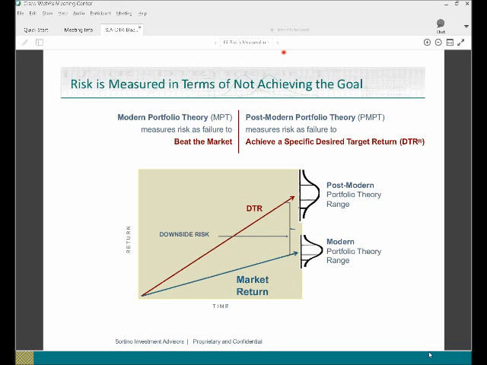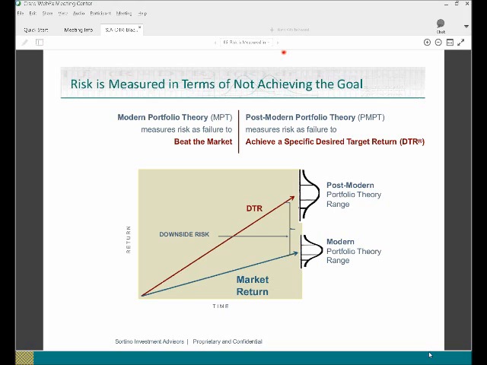As you can see, that distribution for modern portfolio theory lies entirely below the DTR line. So how can it be less risky than the portfolio above? It guarantees failure. The entire distribution lies below the DTR line. Are there any assets like that out there in the real world? Well, how about a money market fund that invests solely in treasuries?